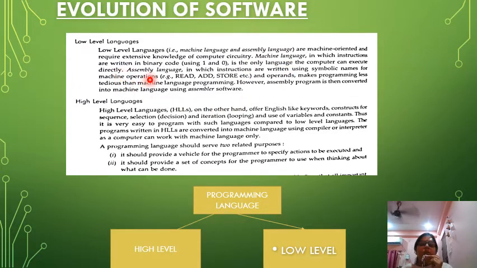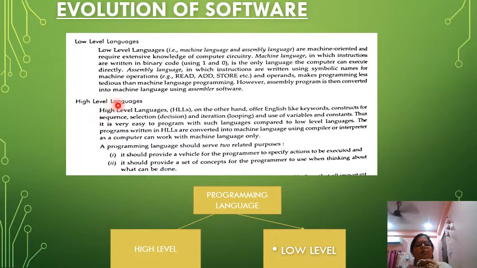Previously we used assembly language, in which instructions are written using symbolic names for machine operations. We can take examples like read, add, store, let, then. These types of words were used in assembly language, and symbolic operands make programming less tedious than machine language programming. However, the assembly language program is then converted into machine language using assembler software. In that we have to use the software which is known as assembler.